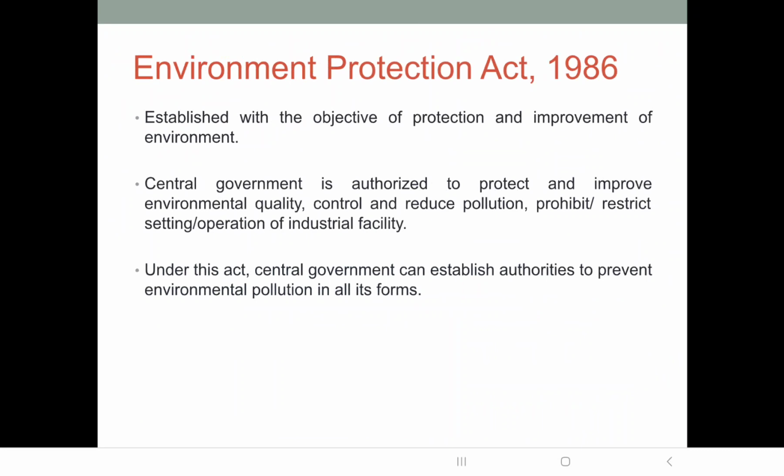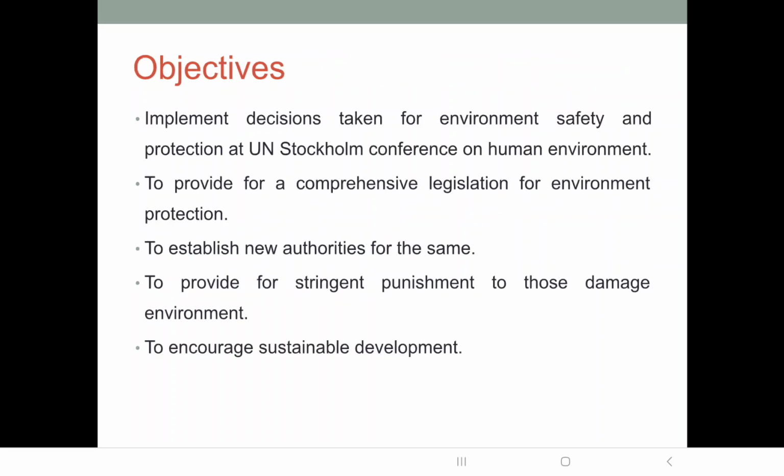Then the central government is authorized under this act to do what? To protect and improve the environmental quality, to reduce pollution, to prohibit or restrict the operation of any industrial facility. For this matter, who establishes the authorities? The central government establishes the authorities. Authorities means any board or any institution or any officer for that matter. So the power is vested with the central government in this act. What were the objectives? The basic objective is environment safety.